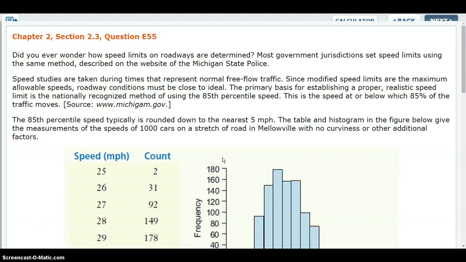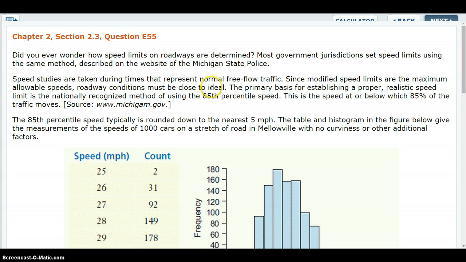Okay, section 2.3, question E55. And we have a neat question here. It's looking at the speed limits and how they're actually set, which is certainly a question you may have wondered before. It does get a little more complicated than this is discussing, but this is the general idea.